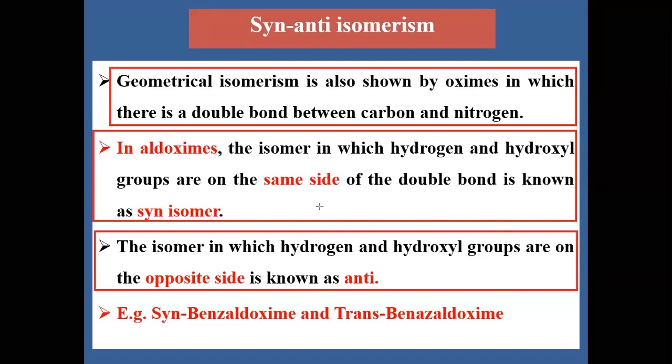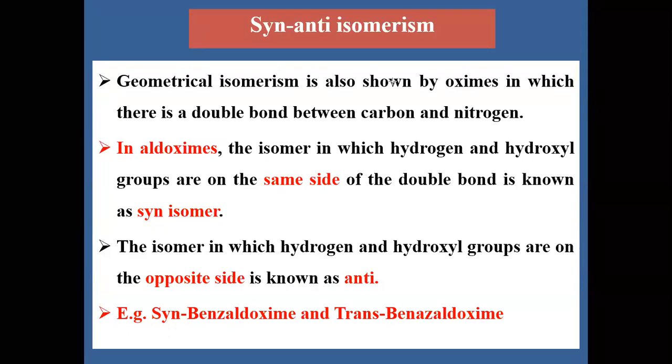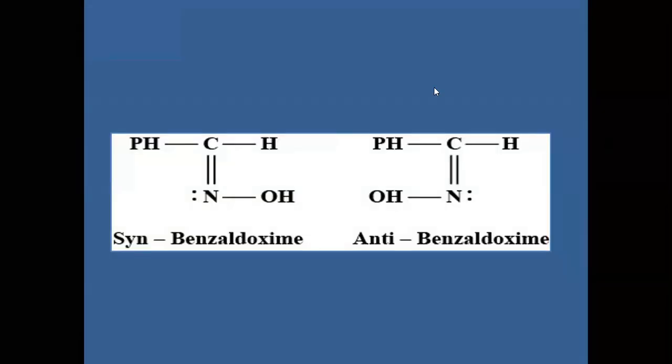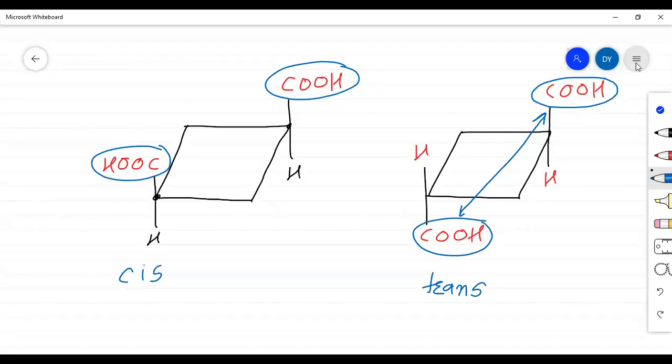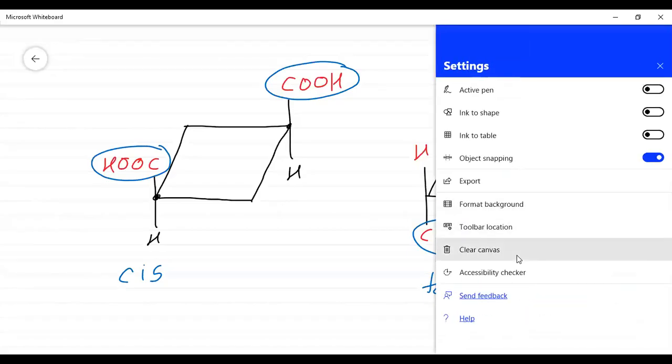Sorry, this is a printing mistake. Syn benzaldoxime and anti benzaldoxime. Okay, student, read this trans as anti. Now see, this is the example, syn benzaldoxime and anti benzaldoxime. Okay, I will draw these two structures so that you can understand easily.